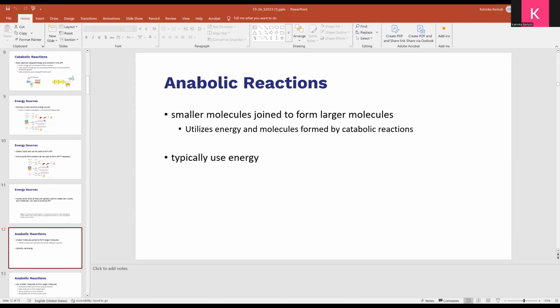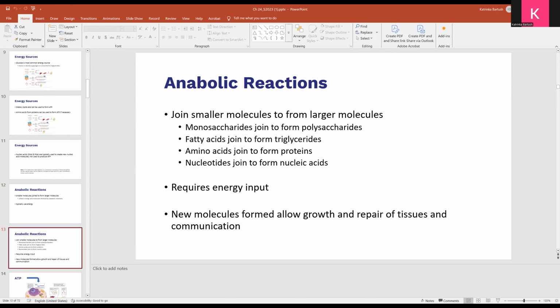Now, the other category of reactions are the anabolic reactions. So smaller molecules now are joined to form the larger molecules that we need at that time. This uses energy and the molecules that were formed and or released by the catabolic reactions. So typically, these reactions use energy. Again, we're joining smaller molecules to make larger ones.